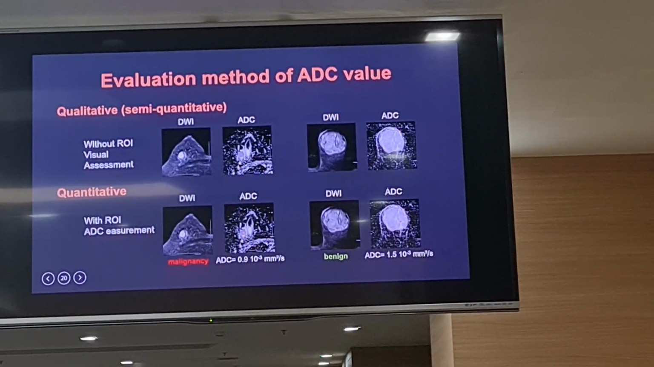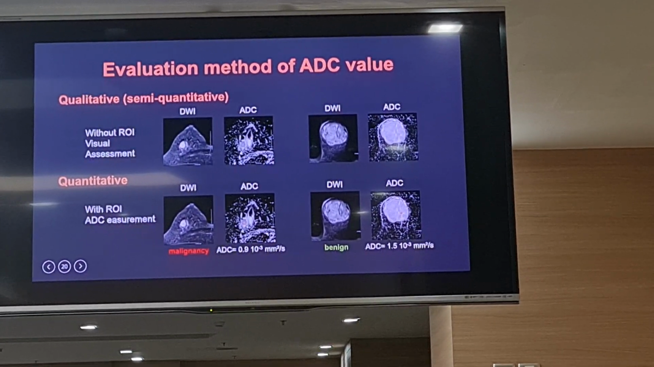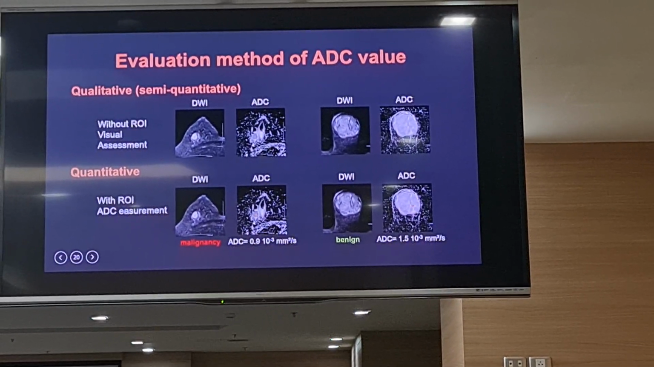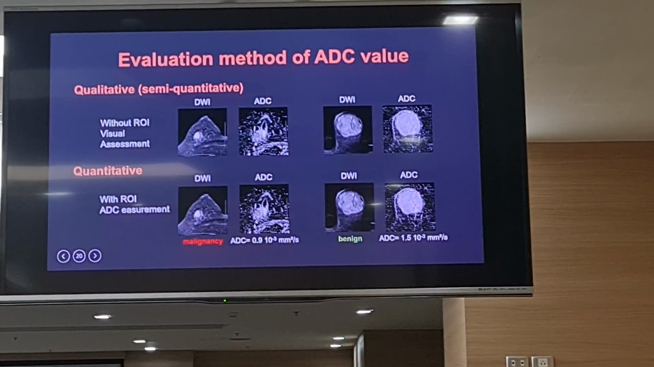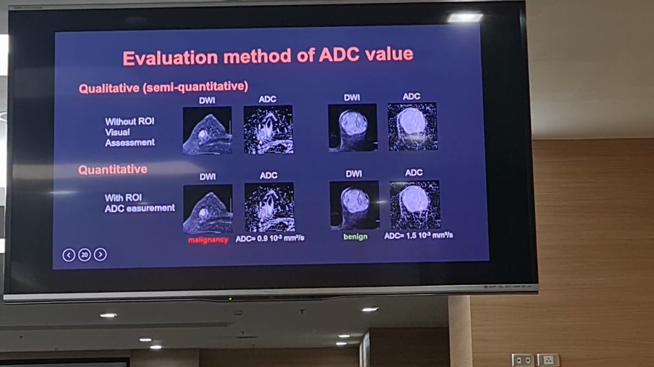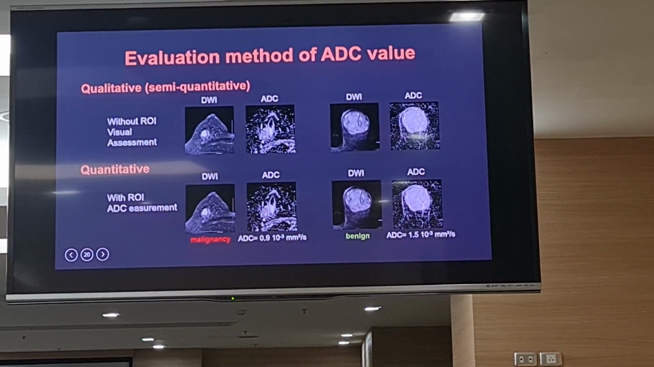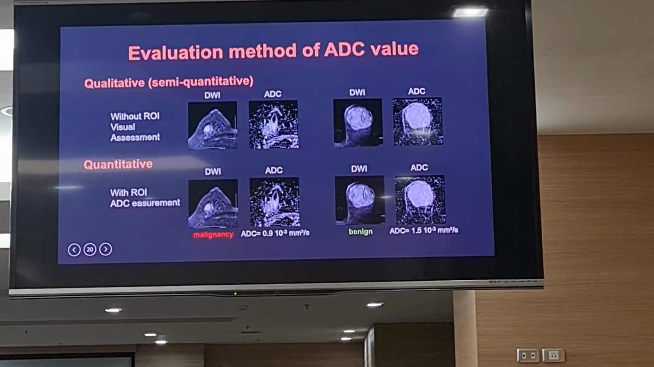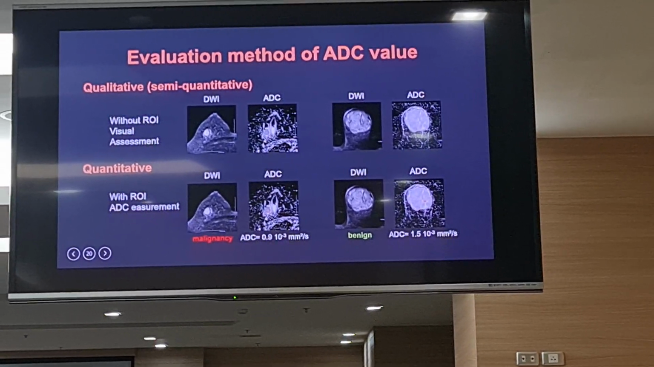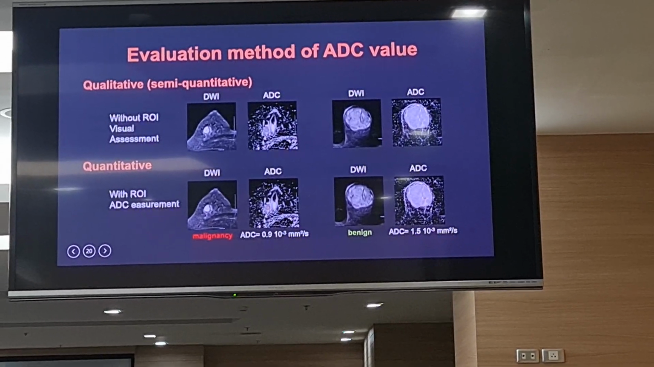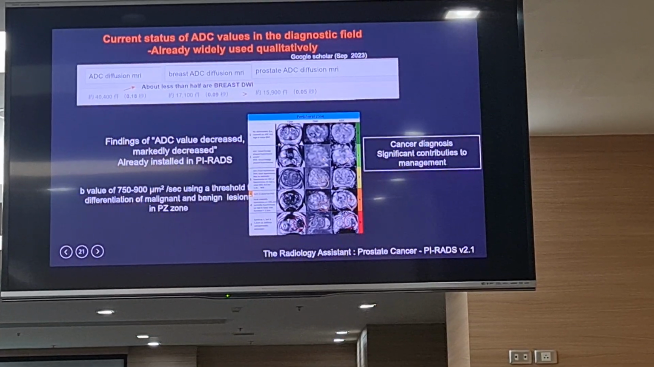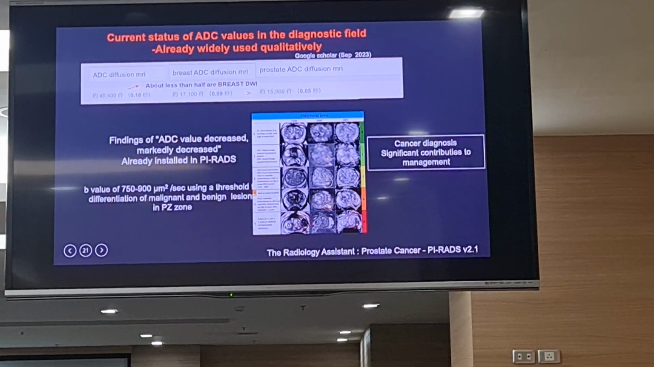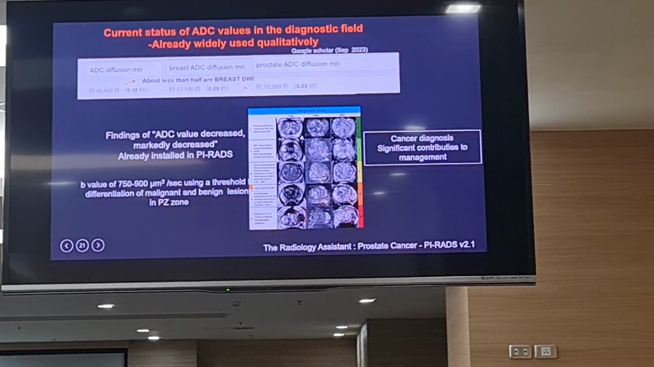So here's an example again. As a radiologist, we have two different ways: one is qualitative and the other one is quantitative, right? Again, I would like to emphasize that with the ADC map, it's better to measure the ADC value, but as it is, we can already differentiate these lesions. So here's an example of the prostate. The current status is that ADC is already widely used.